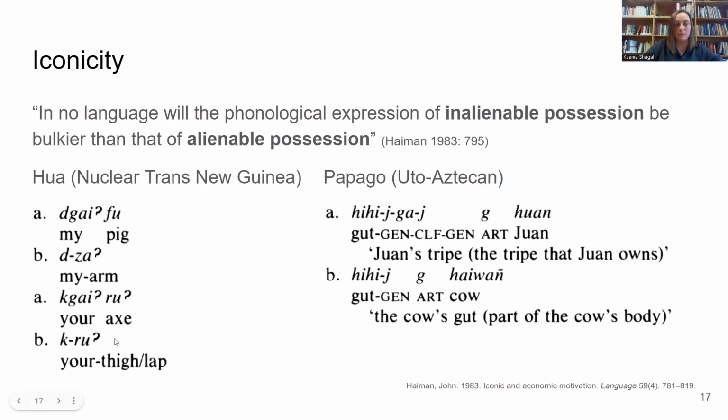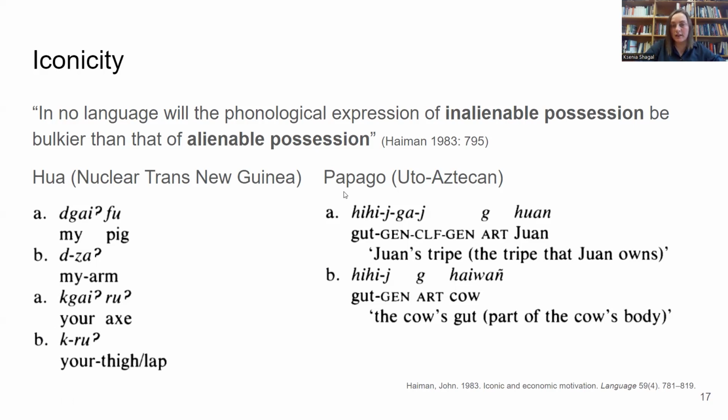And the same works for your axe, which is alienable possession. So this is why you have a separate word. And in your thigh or your lap, again, since this is a body part, this is inalienable possession. So this is why you express it with a prefix. So this is one way how it can be manifested. So simply a shorter form.